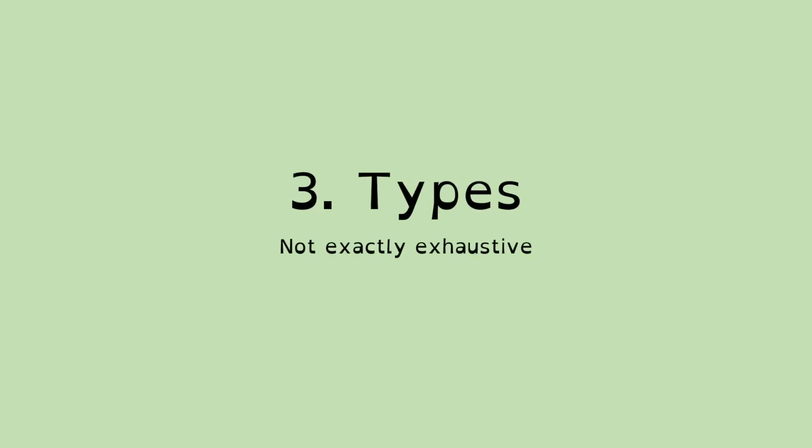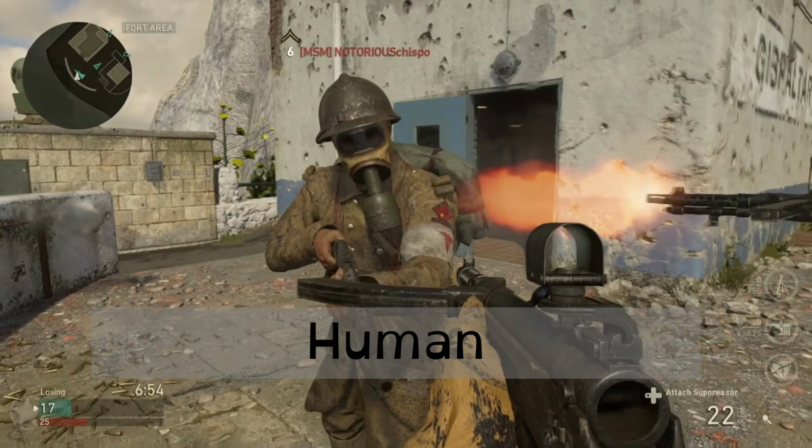Right. Finally, what I'm going to do is a quick look at some types of enemy. This is not meant to be an exhaustive list, and it's very much, as I said at the head, stating the obvious, but a quick flick through some broad categories which I think cover most types of enemies that I've come across in most games. So here we go. Human.